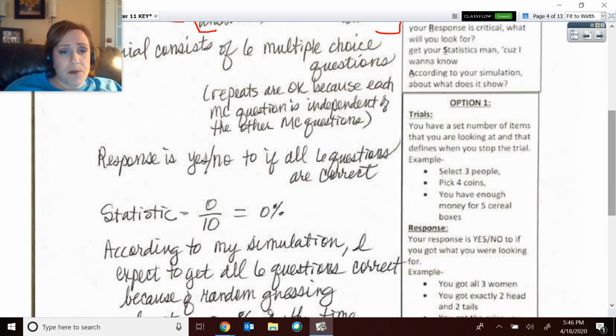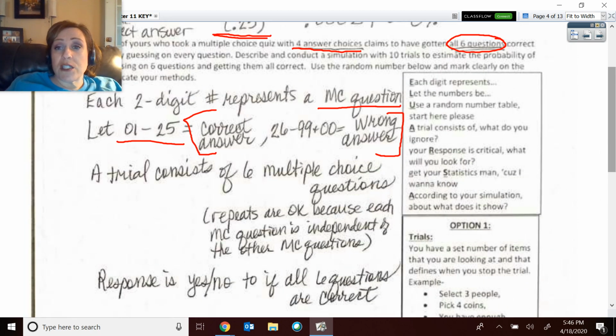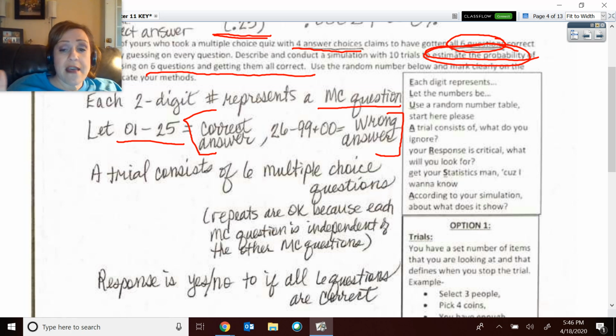So your response is critical. What do you look for? In this case, once we finish looking at 6 multiple choice questions, we look to see what's the probability you got all 6 questions correct? So that's yes or no, you got them all correct. And again, we're estimating a probability. So when I have that probability I'm estimating, then I'm doing yes, no answers to my trial.